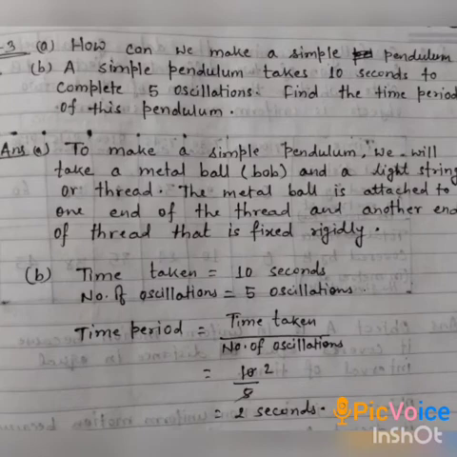Question number 3. How can we make a simple pendulum? This is A of question number 3. B. A simple pendulum takes 10 seconds to complete 5 oscillations. Find the time period of this pendulum.